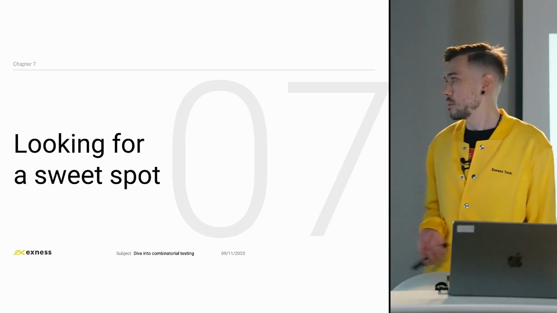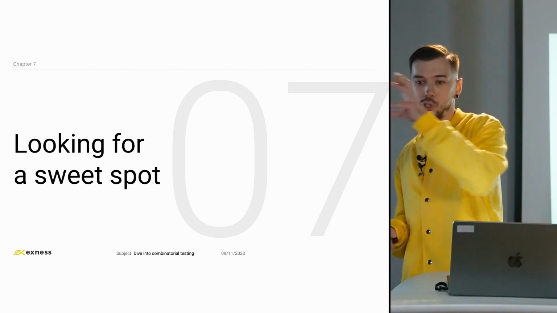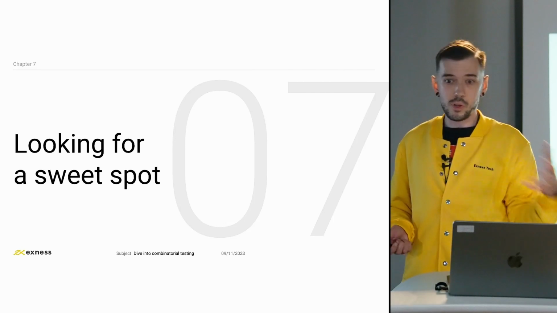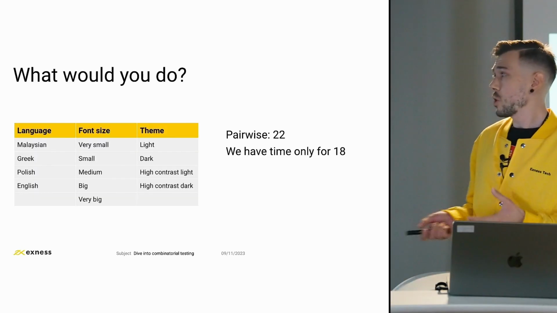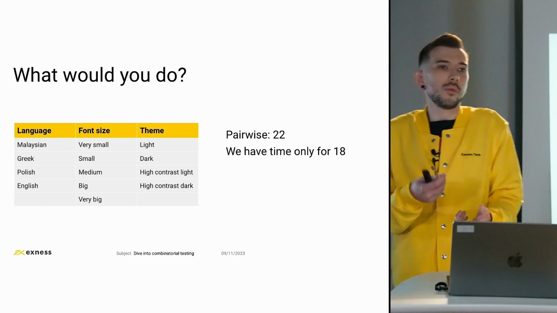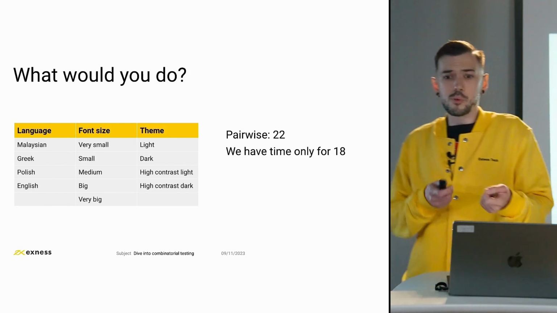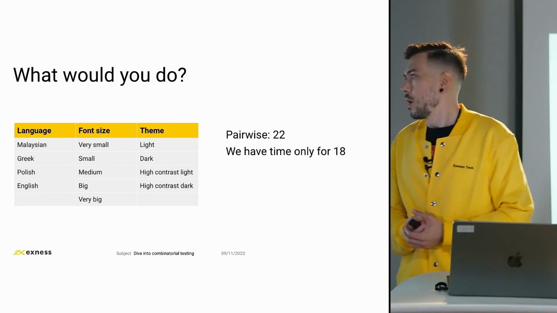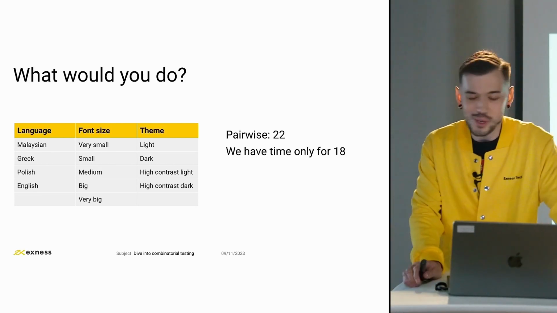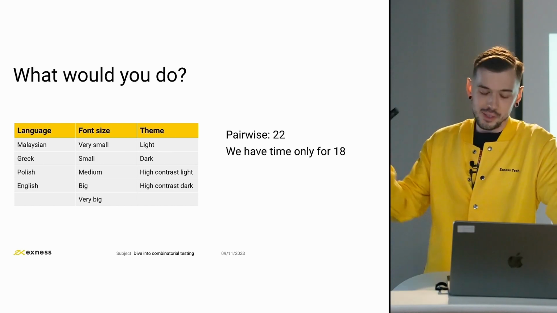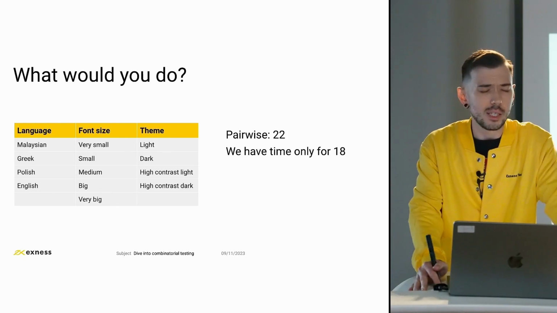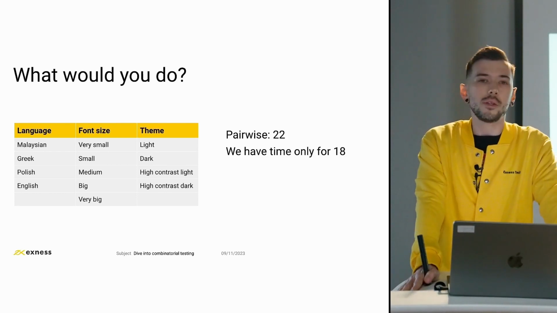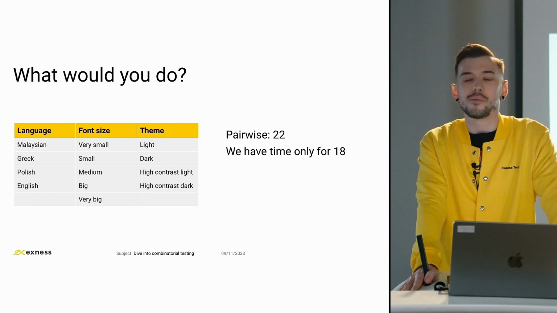They're not so important. Okay, we saw that sometimes it makes sense to go with stricter testing, sometimes not. How can we get to a sweet spot? How can we land somewhere between 1-way, 2-way, and more ways? Another question. Say we have this example, 22 pairwise test cases, but we have time to create only 18 of them. What would you do in this situation?